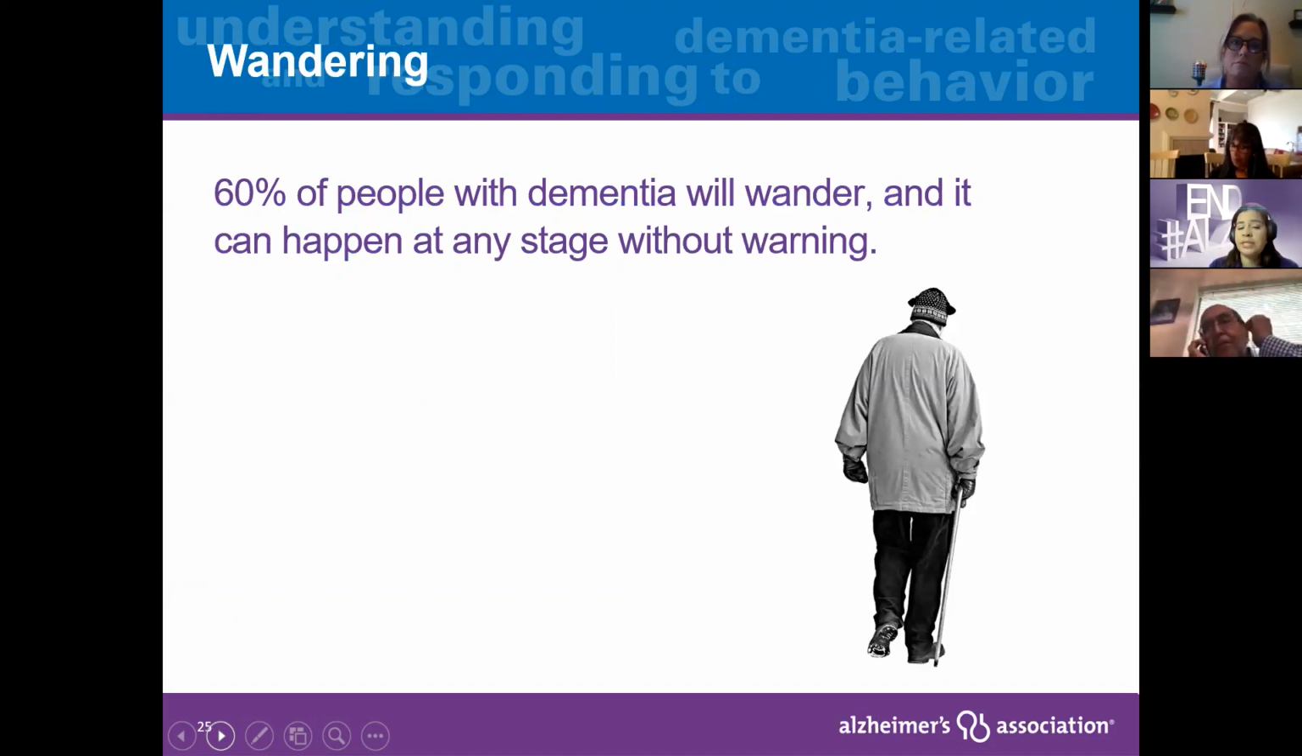Our last one is to talk about wandering and wandering behaviors. About 60% of people with dementia will wander. 60% is a lot. It's actually a really high number. It can happen at the beginning, the middle, or the end, and the reason depends on what kind of dementia type it is.